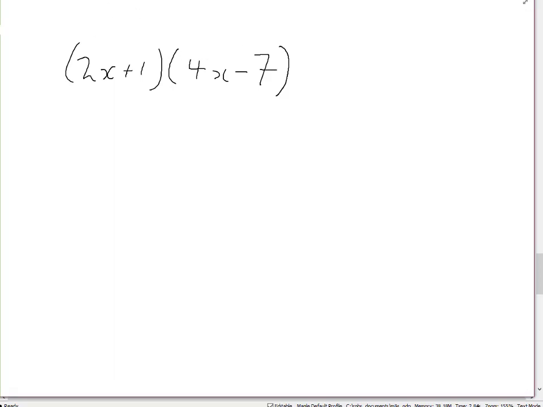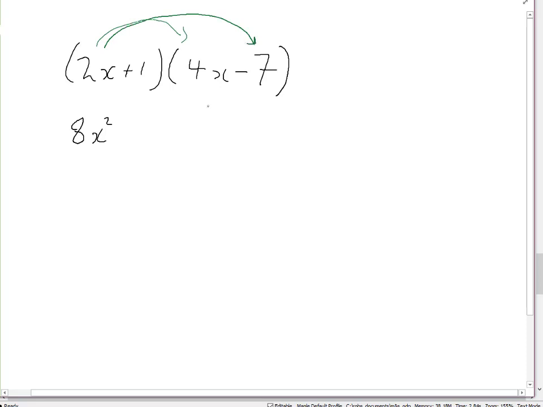So let me do it in this order, where I'm going to say this times this. So 2x times 4x is 8x squared, because 2 times 4 is 8, x times x is x squared. And then I'm going to do this same one times this one. It's multiplying, these are all multiplying. So 2x times negative 7, that's 2 times negative 7, which is minus 14x. That's that one times that one.